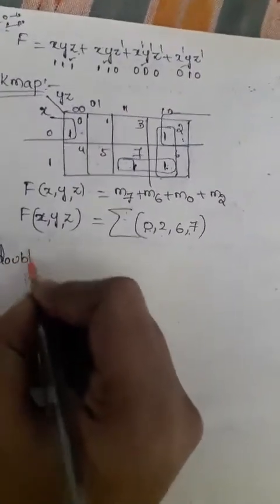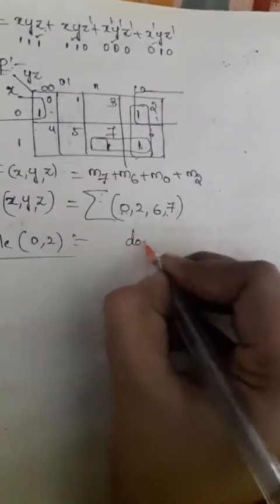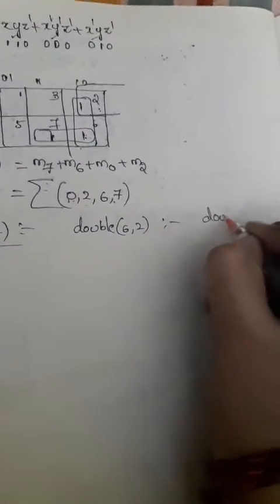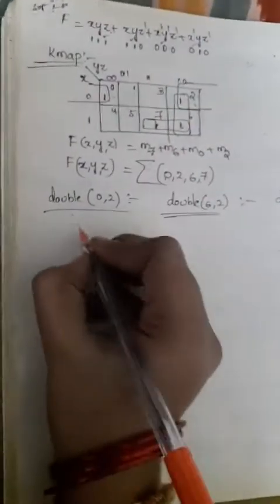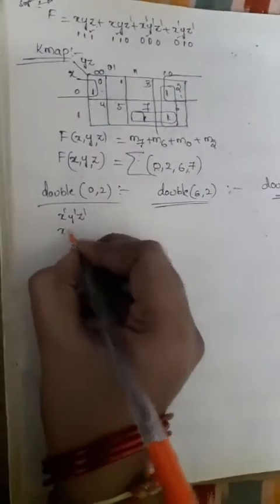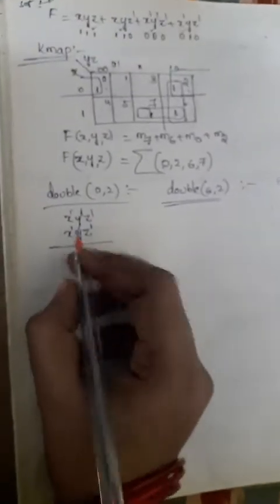So the first double I can take as 0 2, that is opposite cells, the next double is 6 2, and the next double is 6 7. Now finding the prime implicant result for these doubles. First we'll go for 0 2. 0 is 000, so x complement, y complement, z complement, and 2 is 010, x complement, y, z complement. Here y and y complement are different variables, so we cancel the term, and we get the prime implicant result x complement, z complement.